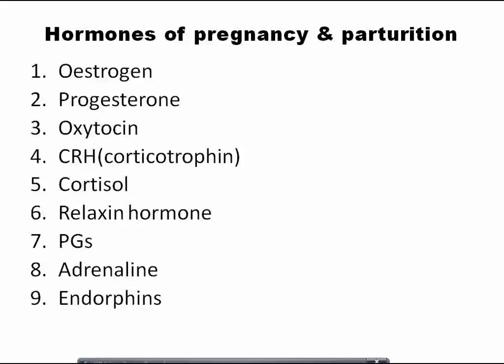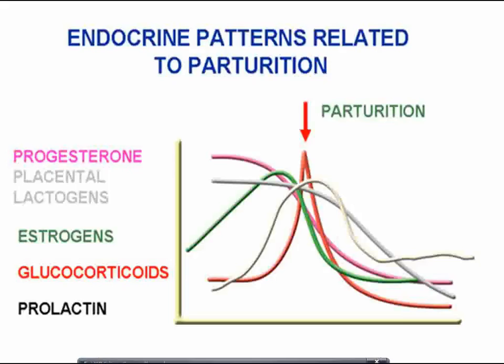Now, what are the hormones of pregnancy and parturition? More or less they are common: estrogen, progesterone, oxytocin, corticotropin, cortisol, relaxin, prostaglandin, adrenaline, endorphins. So in different stages, there are changes in the values or secretions of these hormones. Now this is the endocrine pattern related to parturition.